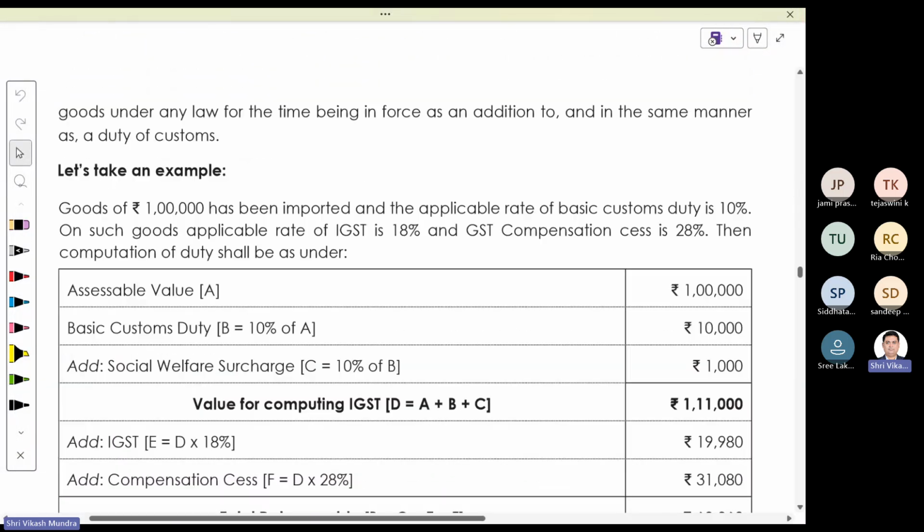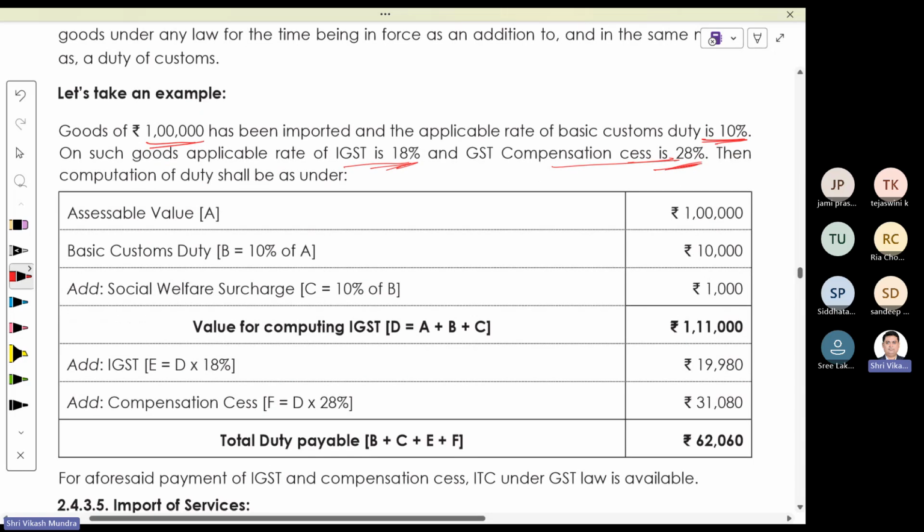How will it work? Suppose you imported goods of rupees 1 lakh, and on those goods you are liable for custom duty of 10%, IGST at the rate of 18% and GST compensation cess at the rate of 28%. Then how shall we calculate that? This is the mechanism. First of all, this is the value for custom valuation for levying custom duty. On this value, we are supposed to levy basic custom duty. Say it is given at the rate of 10%, so it is 10% of assessable value.